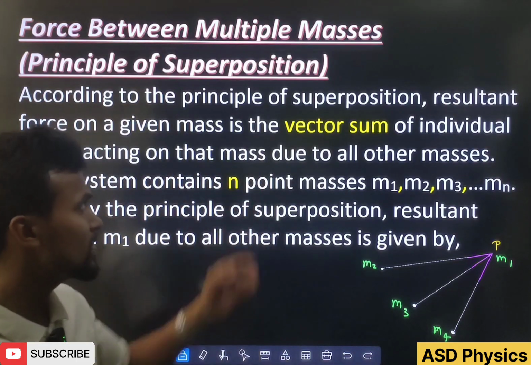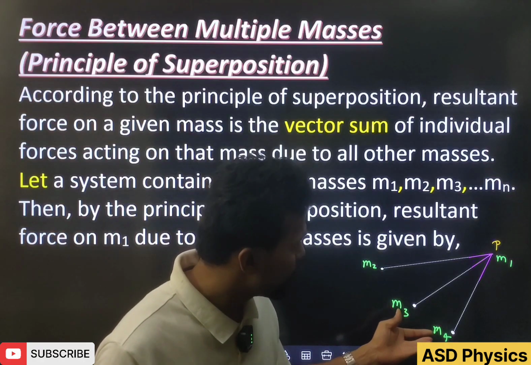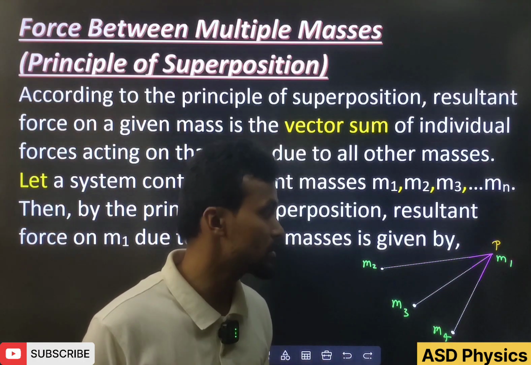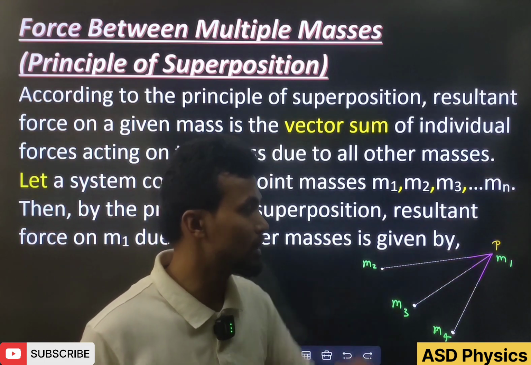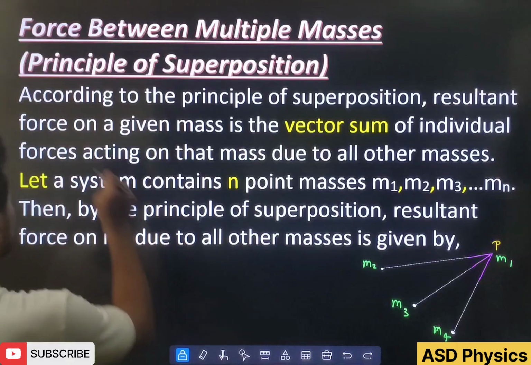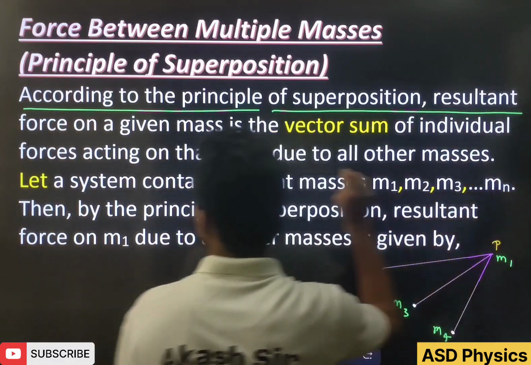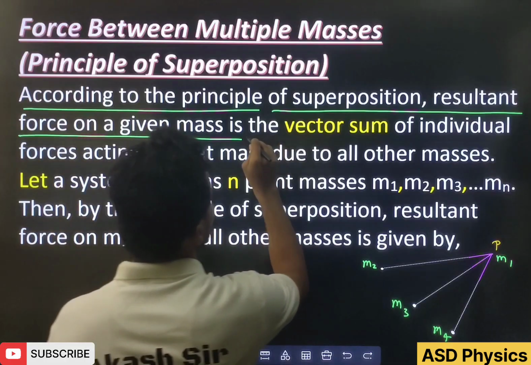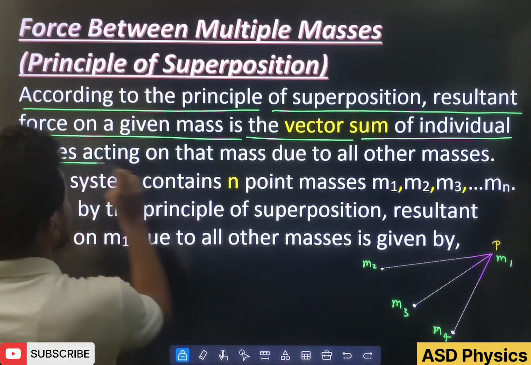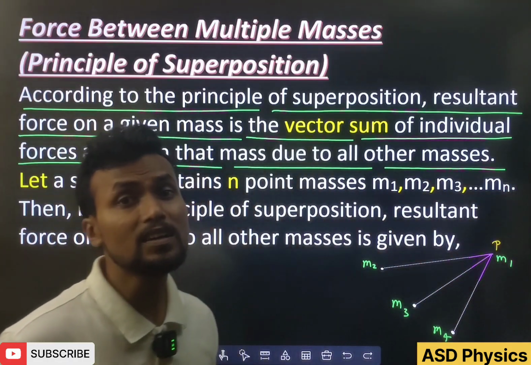Okay, so under this topic you can see very well I have taken here four masses. You can see M1, M2, M3, M4, and I am going to calculate the resultant force on mass M1 placed at point P. Okay, so let's see the basic. The basic is, according to the principle of superposition, the resultant force on a given mass is the vector sum of individual forces acting on that mass due to all other masses.